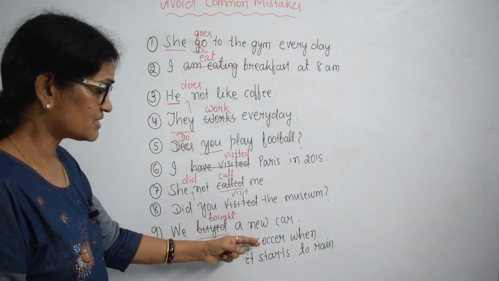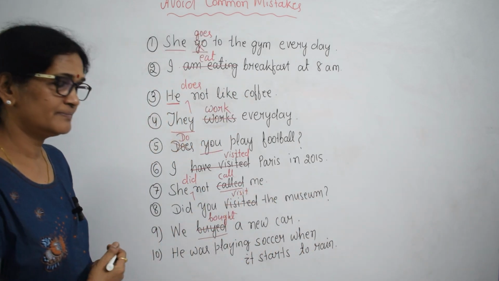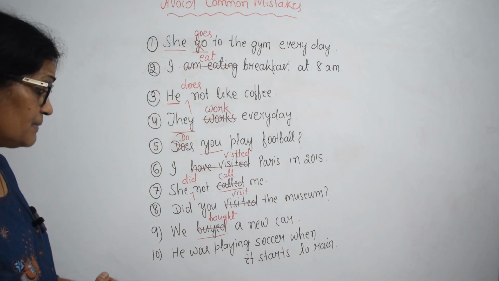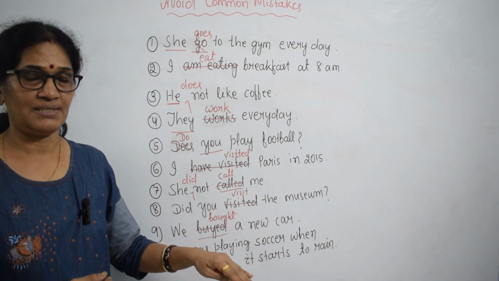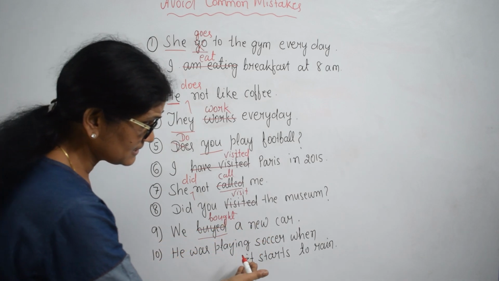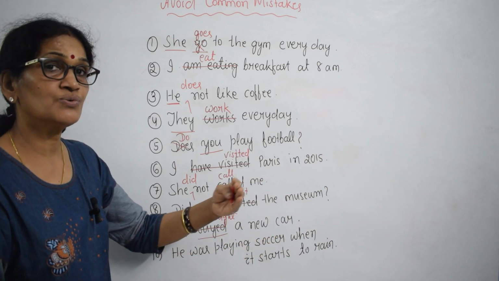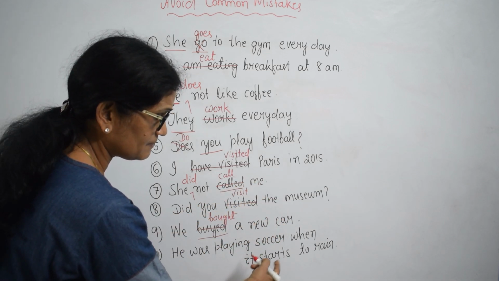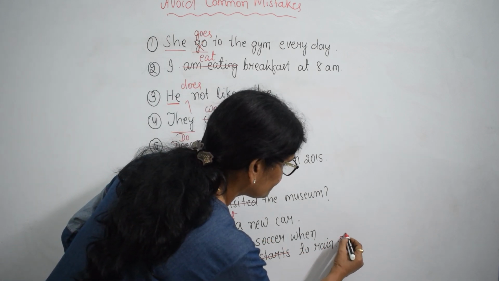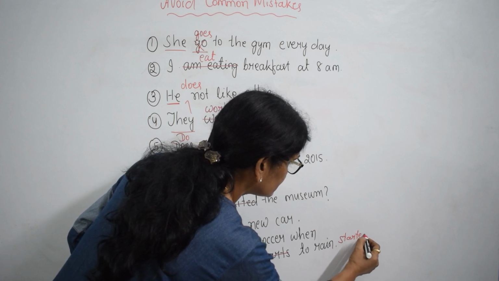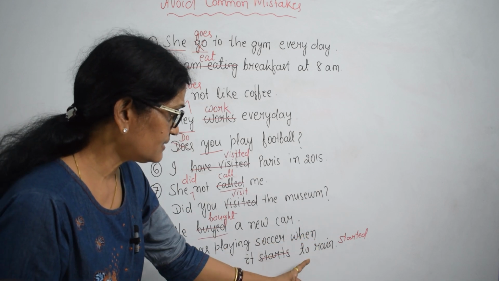He was playing soccer when it starts rain. It starts to rain. Right? This is a clause. One action was going on when another action happened, not happens. So the action he was playing, playing soccer, was going on. Another action happened. That means raining happened. So instead of starts, it will be started. He was playing soccer when it started to rain.